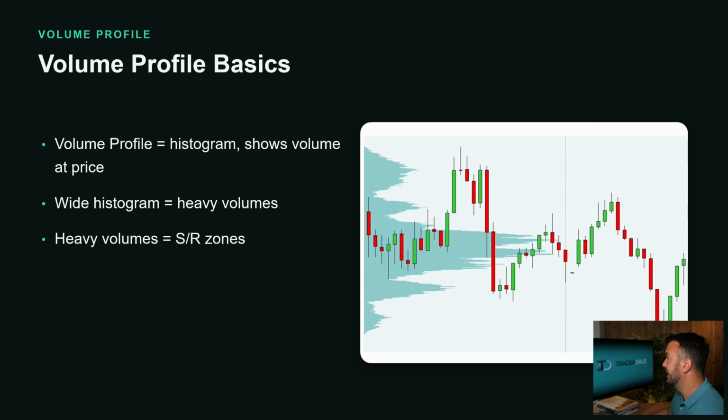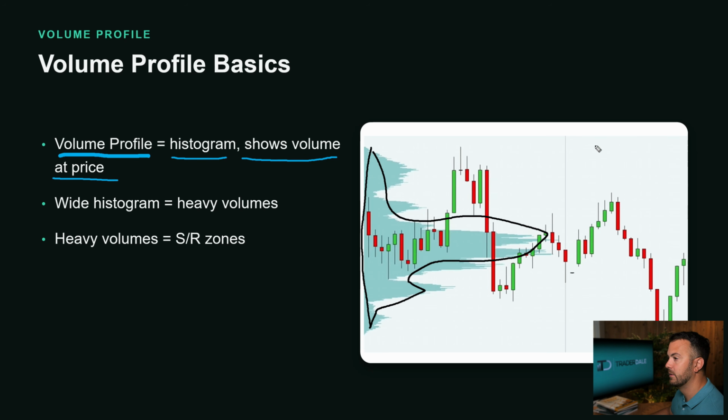Let's start with some volume profile basics. A volume profile is a histogram which shows volume at price. You can look, for example, at this volume profile right there. The main idea behind the volume profile is that we are tracking the big volumes, or the big trading institutions. Simply put, the big guys who move and manipulate the markets.